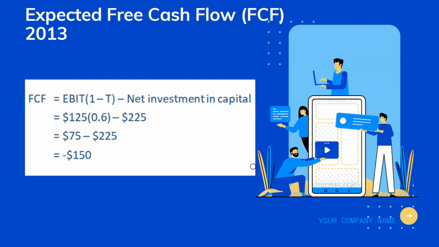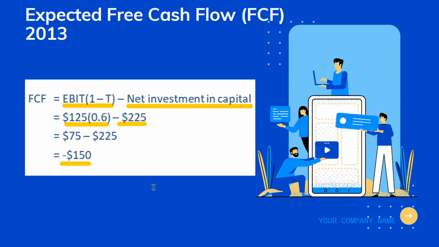Move to the last part of the lectures. We can calculate expected free cash flow in 2013 by using NOPAT as a starting point, subtracted by net investment in capital, which is equal to negative $150, or the units in millions of dollars. Even though the firm earns positive operating profit after tax, the firm has invested a lot in the asset.